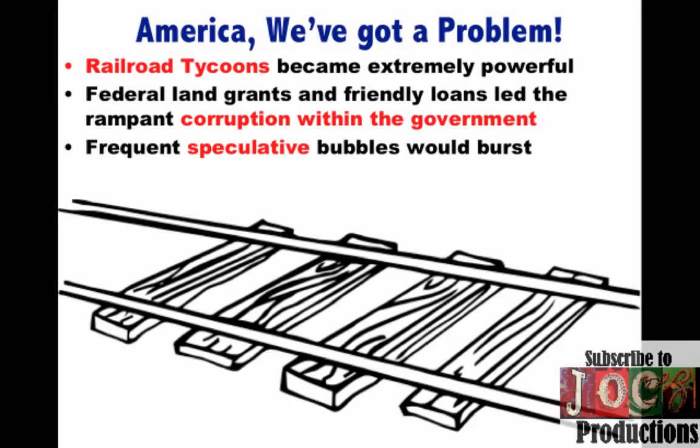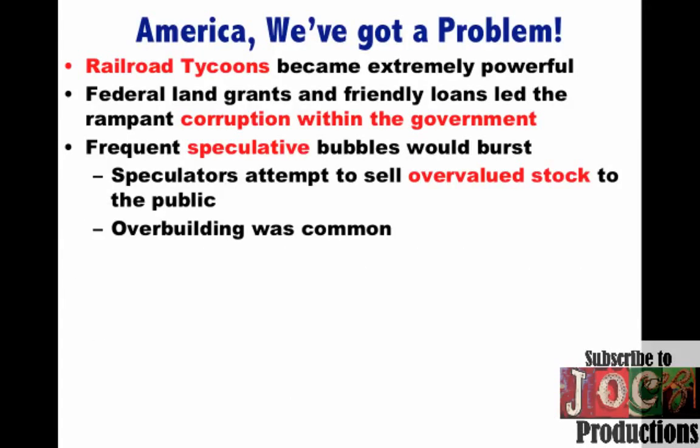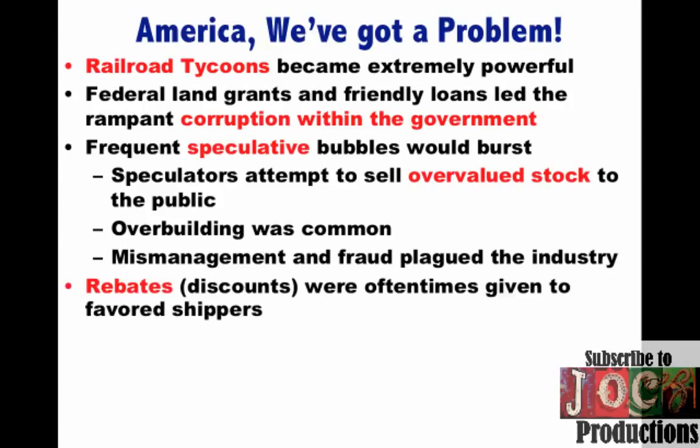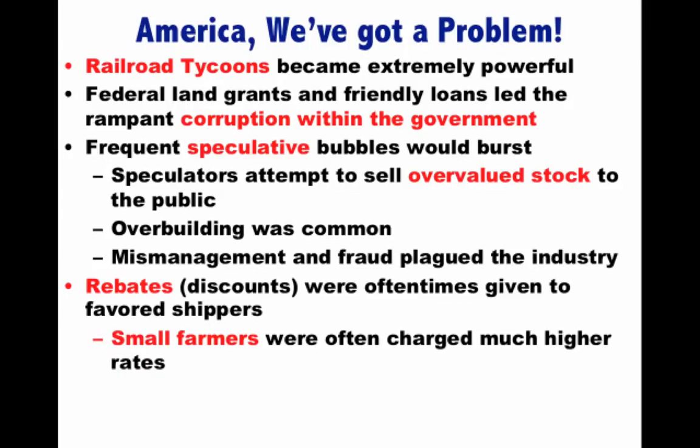You're going to have frequent speculative bubbles where you have overbuilding taking place, and that overbuilding will lead to economic chaos. Speculators are attempting to sell overvalued stock to the public, and as a result, this overbuilding leads to companies going bankrupt very frequently. Mismanagement and fraud plague the industry. Rebates or discounts were oftentimes given to favored shippers, so there was all sorts of different pricing. And as a result of this, small farmers were often charged higher rates than others, and they're going to be the victims of the powerful railroad companies.